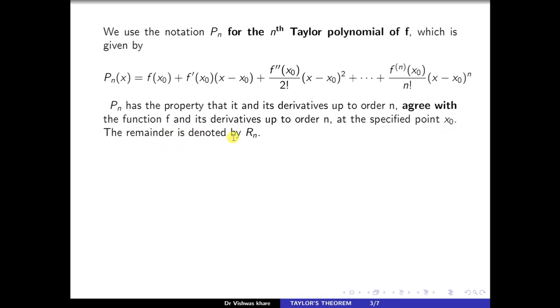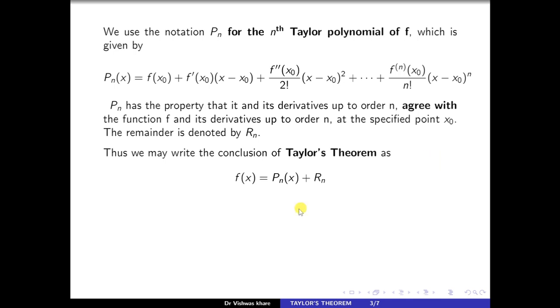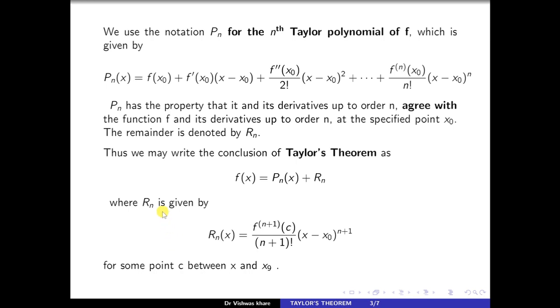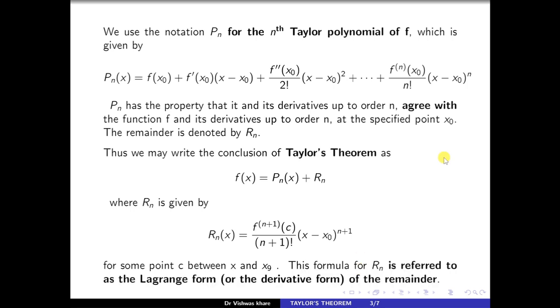The remainder is denoted by Rn. Thus, we may write the conclusion of Taylor's theorem as f(x) is equal to Pn(x) plus Rn, where Rn is given by Rn(x) is equal to the (n+1)th derivative of f at c divided by (n+1) factorial into (x minus x₀) to the power n+1, for some point c between x and x₀. This formula for Rn is referred to as the Lagrange form or the derivative form of the remainder.